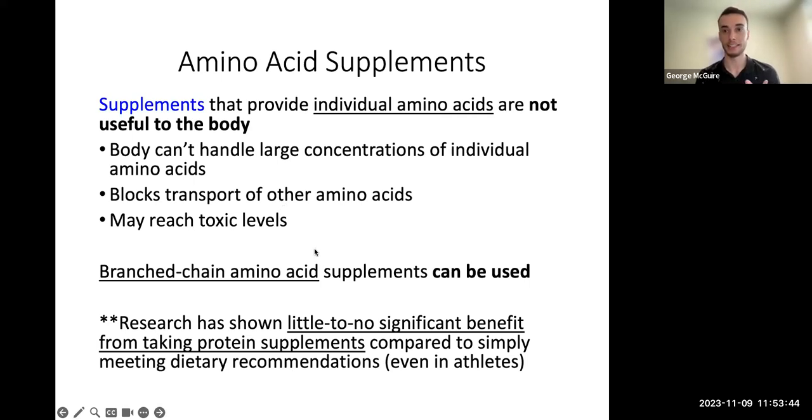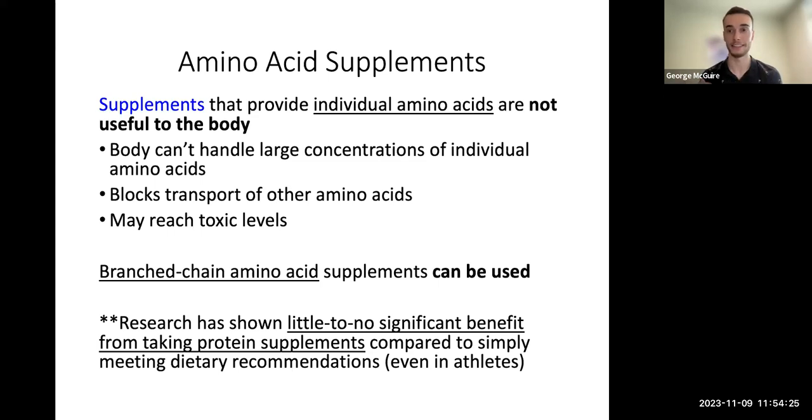Supplements that provide chains of amino acids, so branched chain amino acid supplements, can be useful. And so this, along with protein powder, these are really only useful if you're not eating a varied diet, if you're not reaching your dietary recommendations for various sources of food. Right? But if you're following some of the other general guidelines we talked about, then taking protein supplements is completely unnecessary. Most research has shown that there's little to no significant benefit from utilizing any protein supplement compared to individuals who are just consuming a varied and diverse diet.